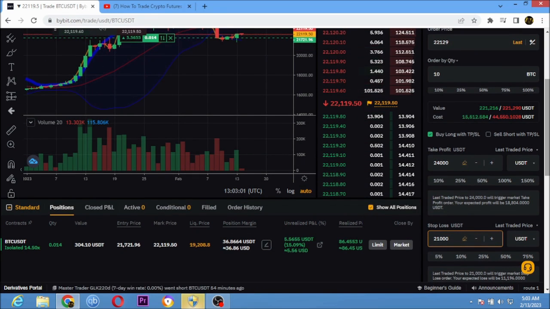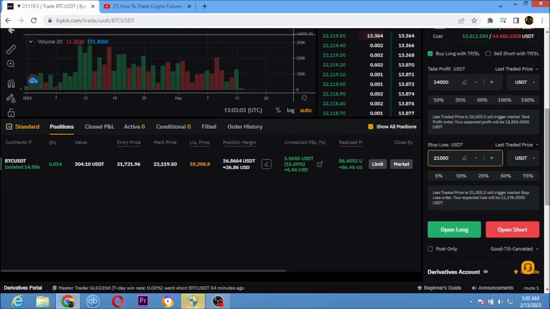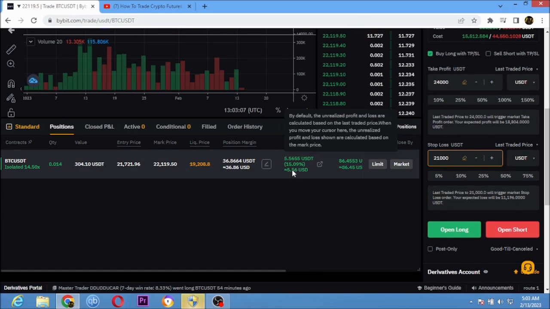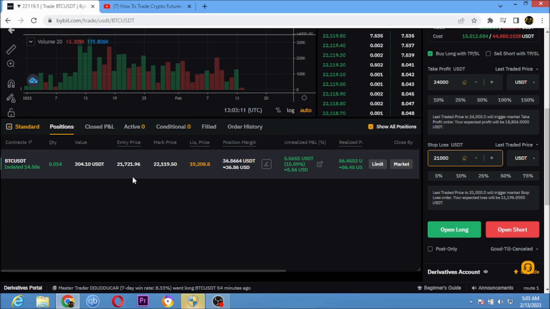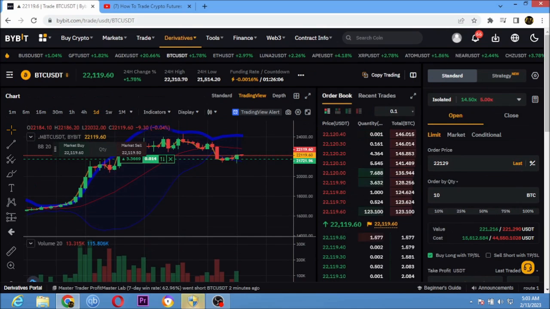So you have to set your stop loss as early as possible. This is the position margin, and this is the percentage that I have already gained since I entered this trade. This is what I have already taken, because I entered this trade a long time back, and I made some profits and took it all. So this is how you can get it.